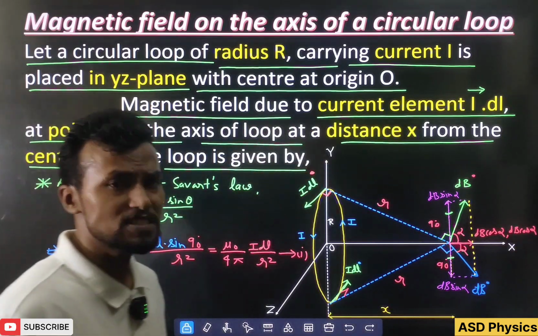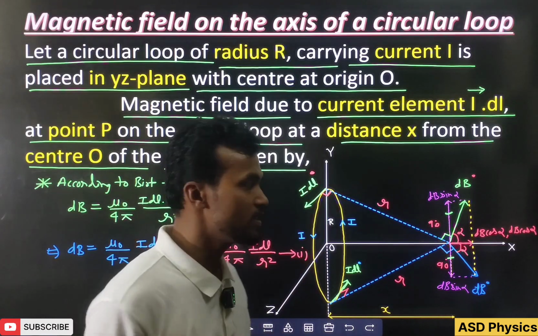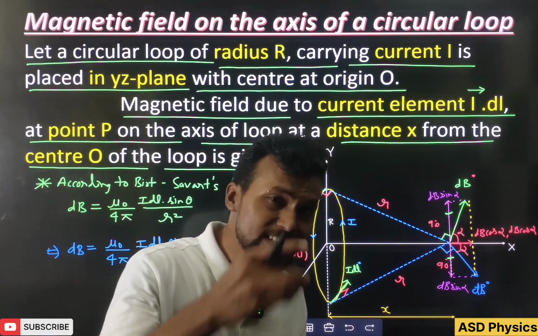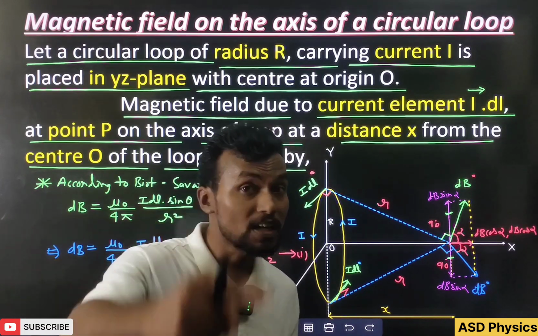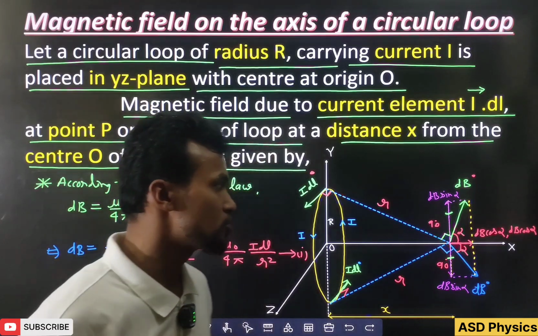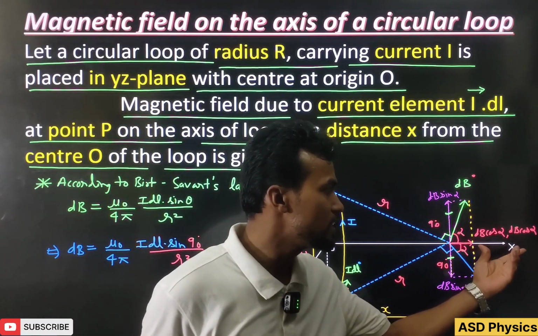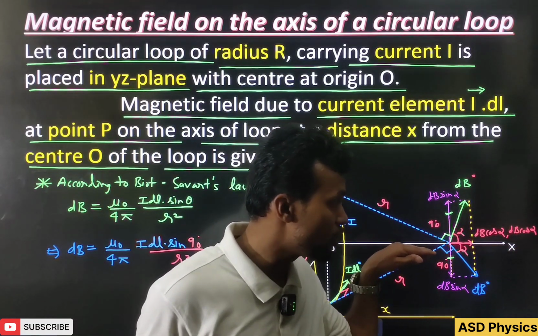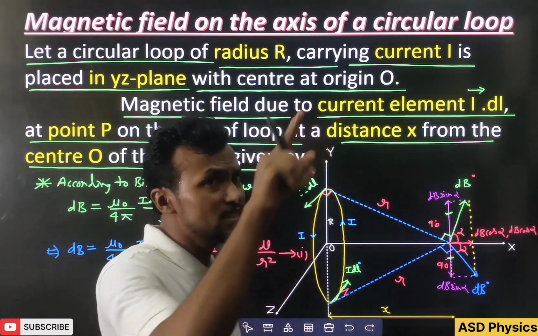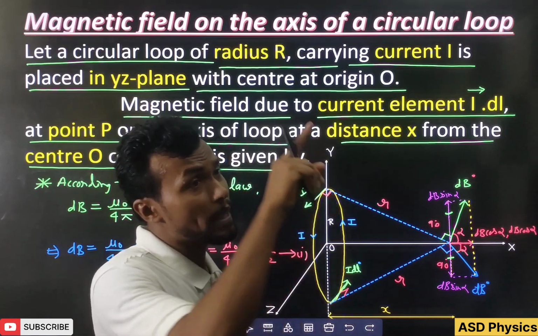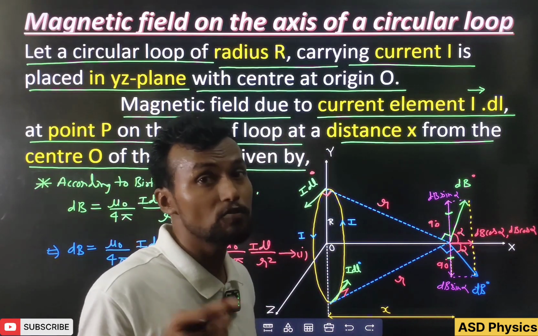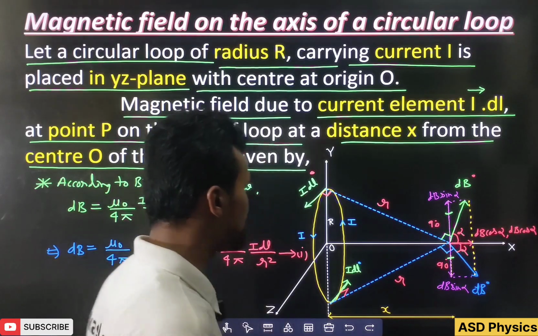So you have seen that due to these 2 current elements, we have got the 2 horizontal components dB cos alpha. Like that, infinite number of components are there, because on the circular loop so many current elements are there, like a tangent. So infinite number of dB cos alpha will be there, that we have to add, all in the horizontal direction, x direction. Similarly, so many dB sin alpha will be there that will be parallel to the yz plane. They all will cancel out. Very, very clear.